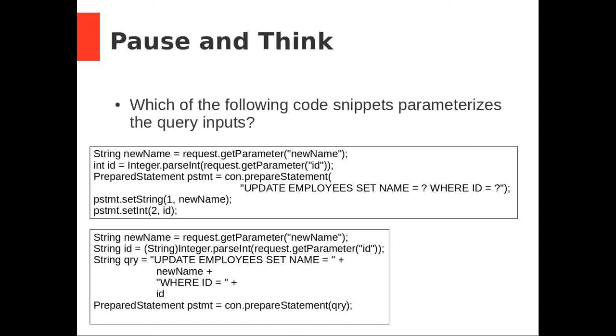Pause and think. Which one of the following code snippets parameterizes the query inputs? The first statement checks the parameters, then passes those parameters as arguments to the query. The second query creates the query as a string, then passes that string to the query builder, meaning an attacker could input their own query.